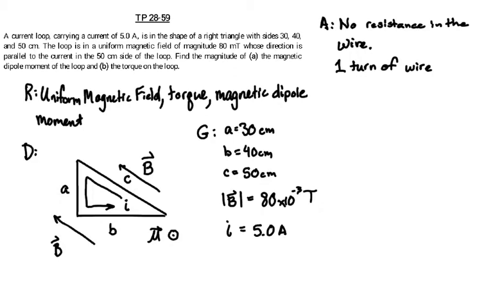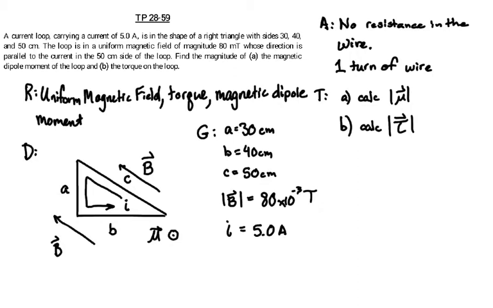Alright, so we're given the dimensions of our triangle, we're given the magnitude of the magnetic field, and we're given the current in our loop. So we look at our assumptions. We assume that there's no resistance in the wire, so once the current is in the loop, it will stay there and it doesn't vary with time. And the next one is the fact that we have one loop of wire. It doesn't say explicitly, so we imply that this triangle is just a single loop of wire, and that will have an effect on the magnitude of our magnetic dipole moment.